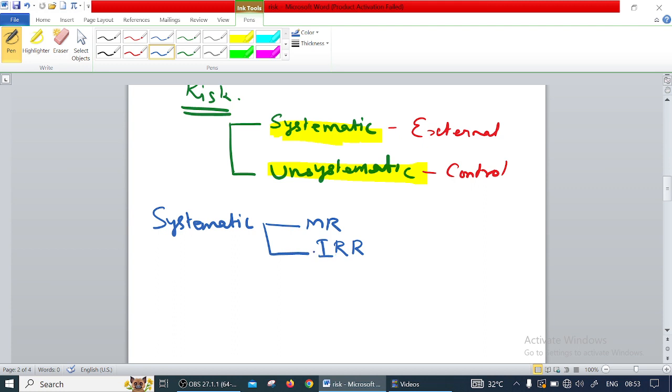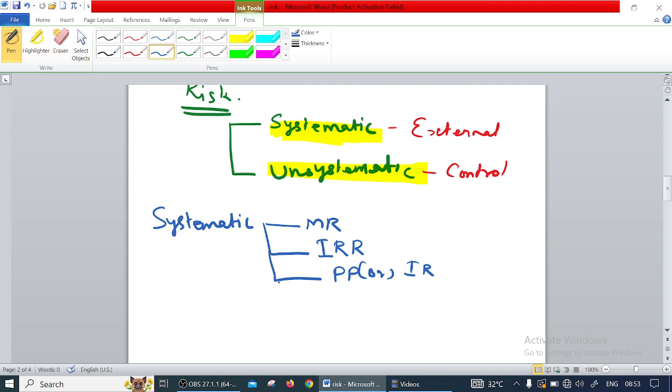We know that every year, during the monetary policy revision, the RBI, or Central Bank of India, regularly changes the interest rate for different securities, bonds, etc. Then the third one is purchasing power or inflation risk.